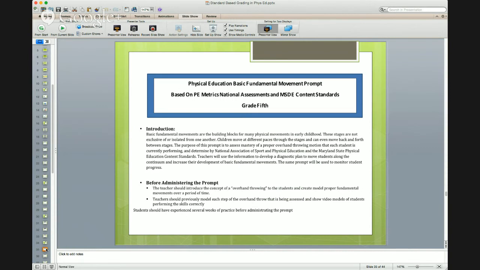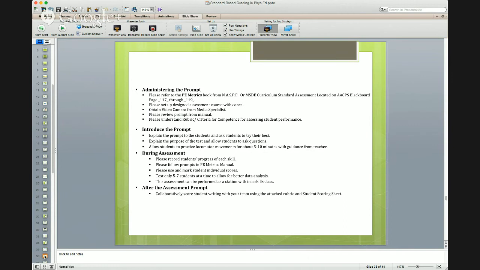So this one was for overhand throwing, and I was going to look at overhand throwing form using the PE metrics pages. And I would video assess my students in the beginning. I did this over a 36-week time period, so I had about 6 months to play with this, which is kind of fun. And what we did was, this is just a simple prompt that I created.